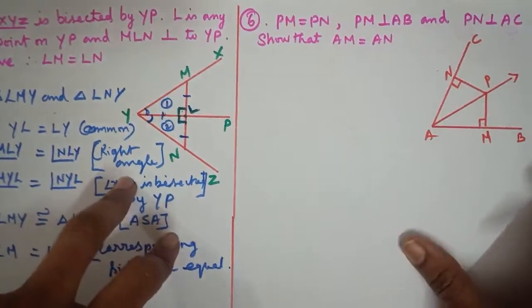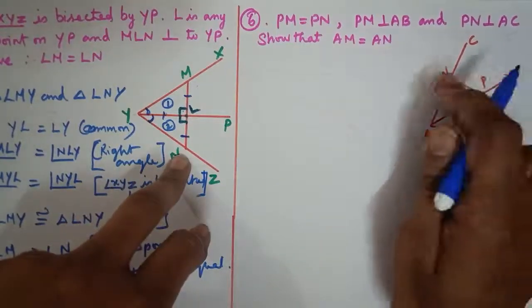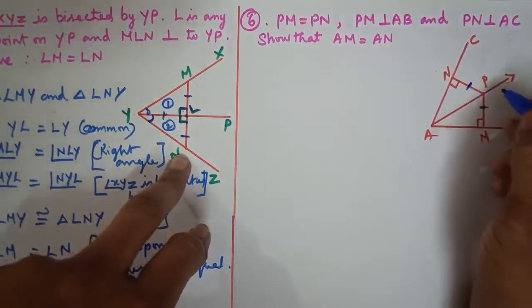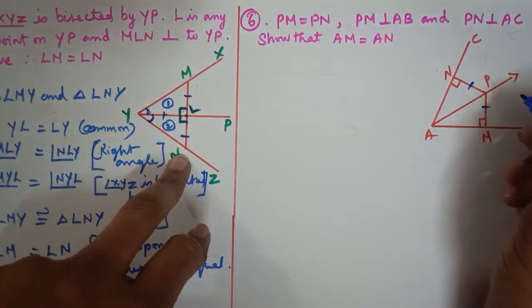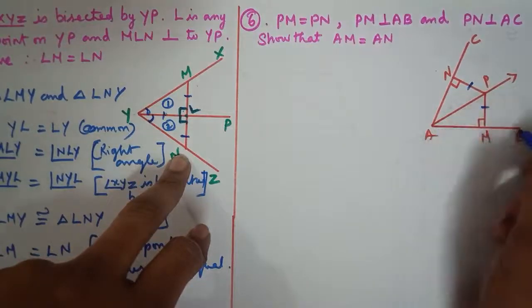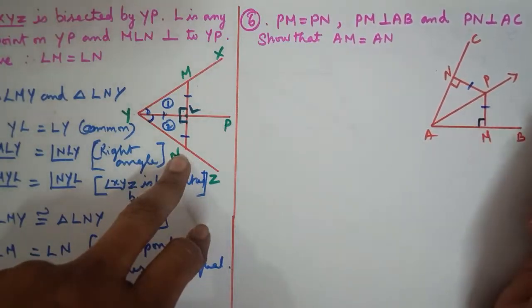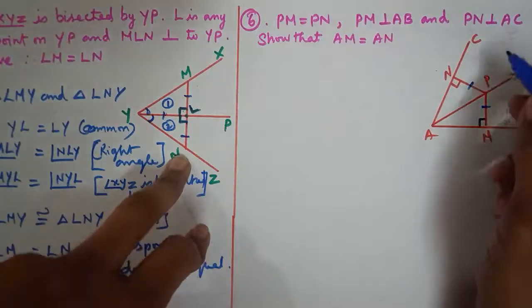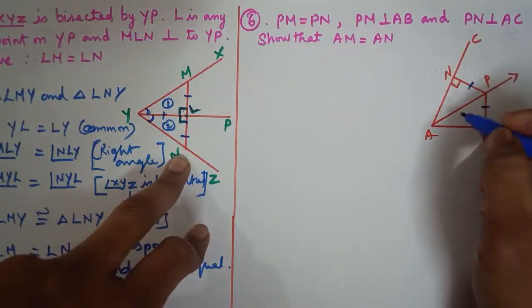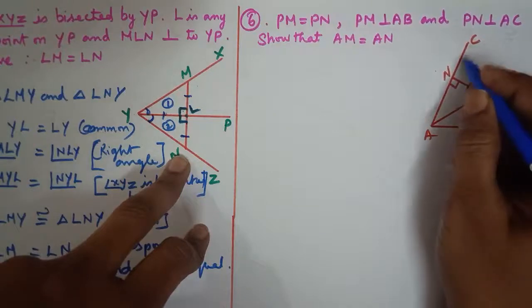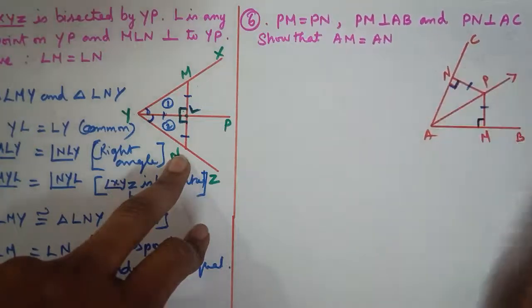Now let's move to the sixth question. PM is equal to PN. PM is perpendicular to AB. That means this is 90 degrees. Then PN is perpendicular to AC. That means this is 90 degrees. Is it clear?